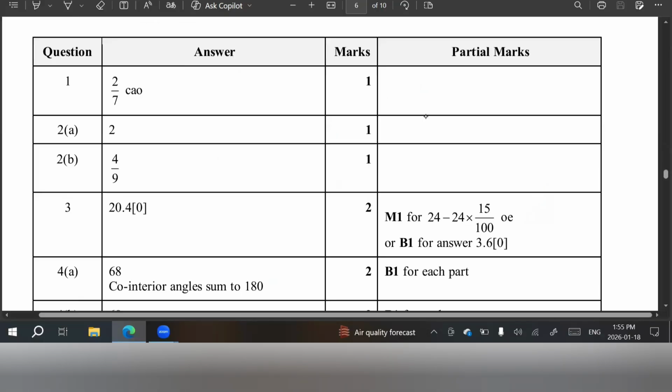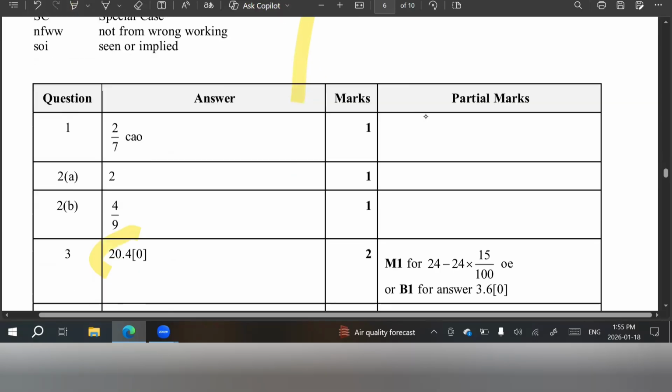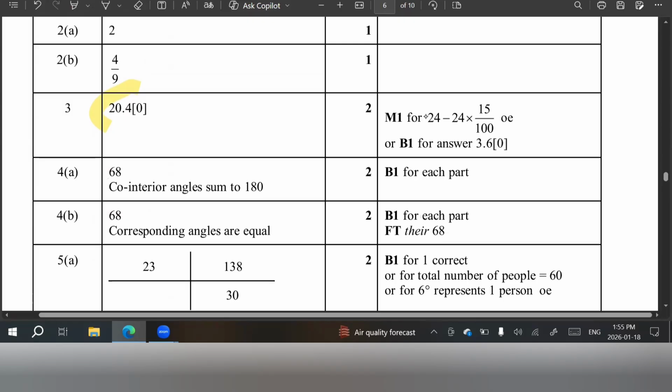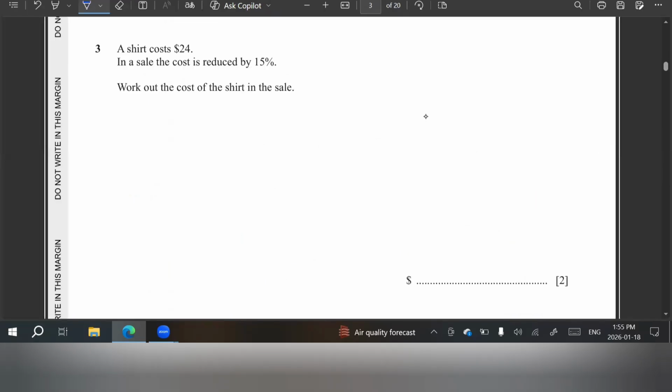Let me show you question number 3. The answer is right. Here we have question number 3. The answer is 20 point. Let me, I just selected the wrong thing. Okay, so 20.4 is the right answer. This is how we will solve this. I hope you understand question number 2 and question number 3. So let's go to the next question.